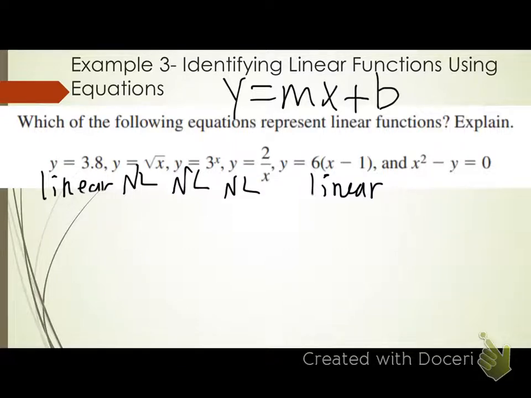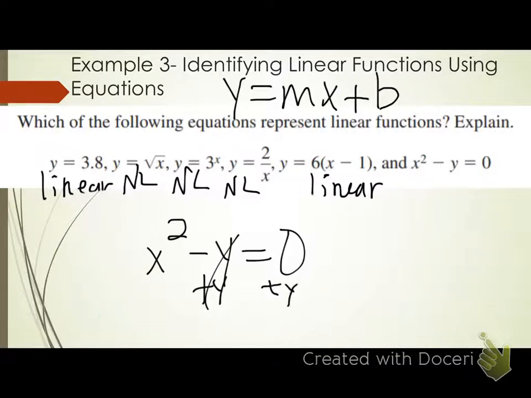And my last one, x squared minus y equals 0. Trying to get y by itself, right? To get it in y equals mx plus b form. How would I get y by itself here? Add y. So I'd get x squared equals y.